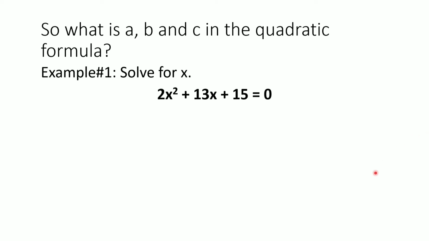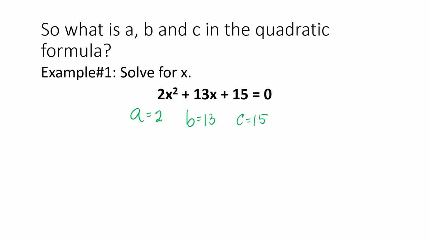Okay, so let us try this one. 2x squared plus 13x plus 15 equals 0. So we have here a equals 2, b equals 13, and c equals 15.